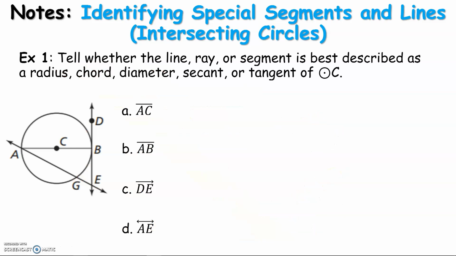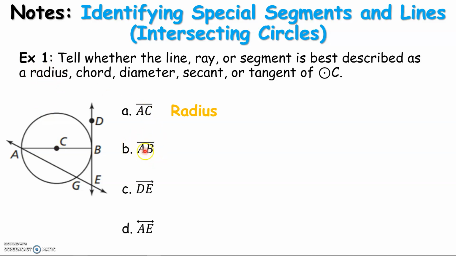Example 1. Tell whether the line, ray, or segment is best described as a radius, a chord, a diameter, a secant, or a tangent of circle C. Let's start with A. So part A is referring to segment AC. Looking at the image, we can see AC. A touches the edge of the circle. C is in the center of the circle. This, thus, is the radius.